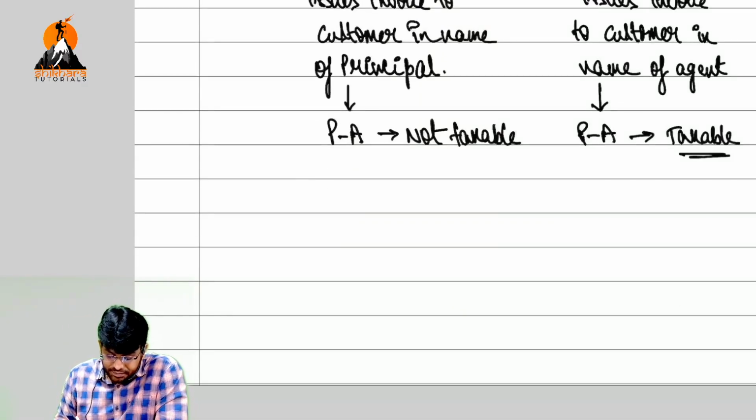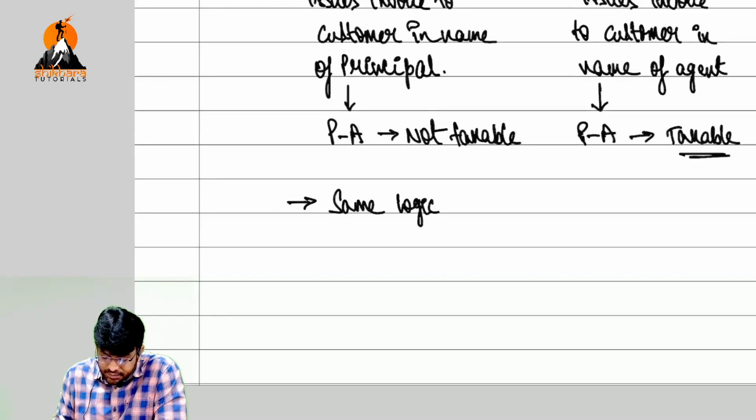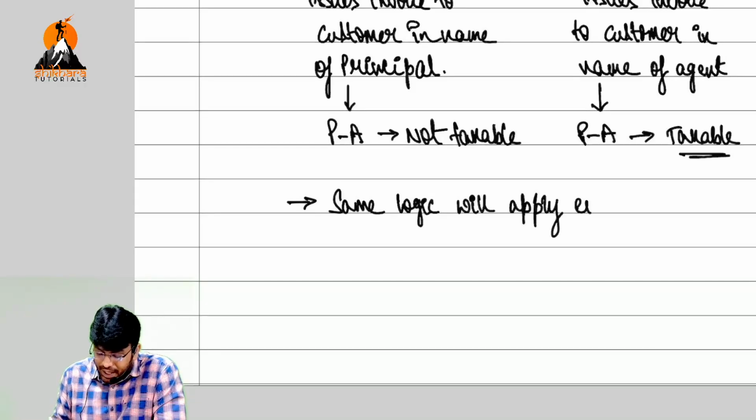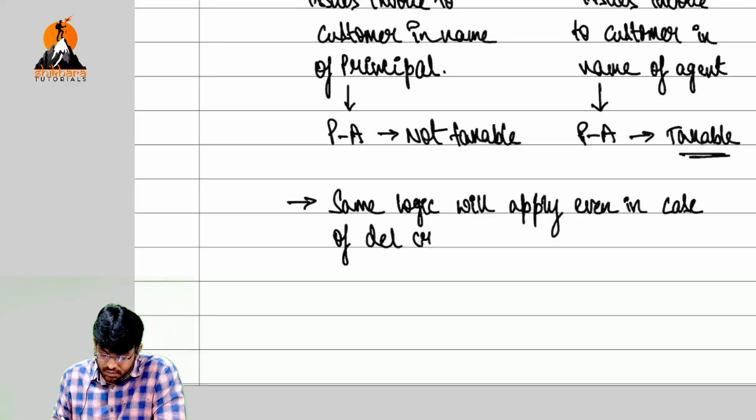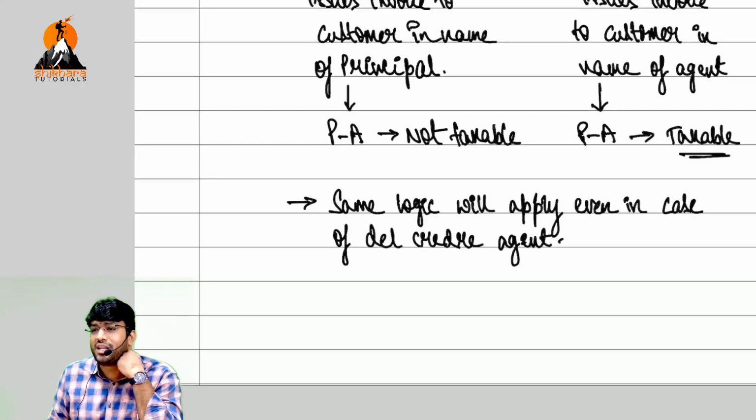Now listen. Same logic will apply even in case of del credere agent. Friends, heard this word del credere agent? Who is that?